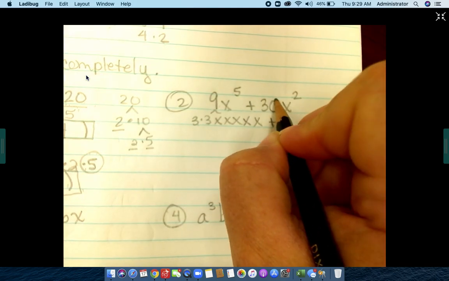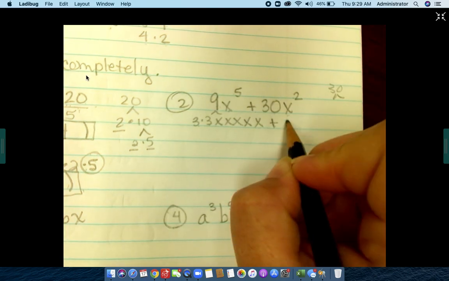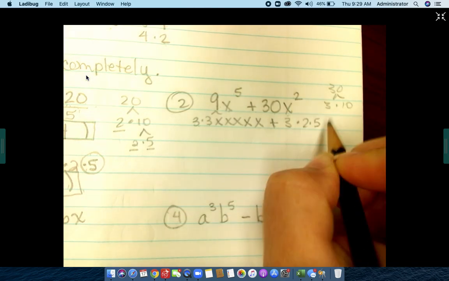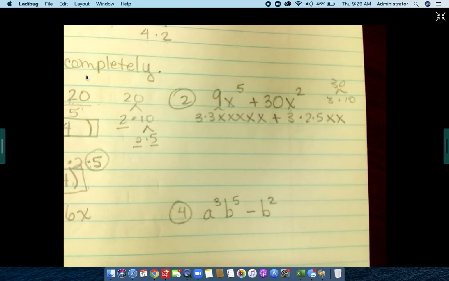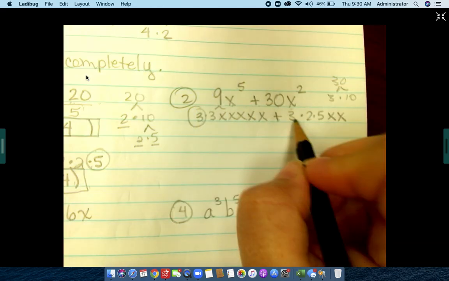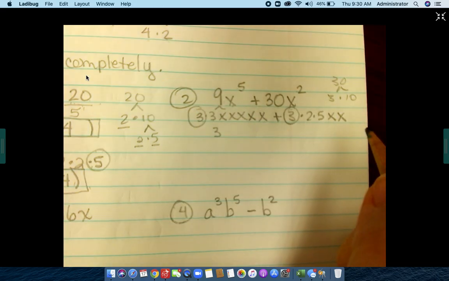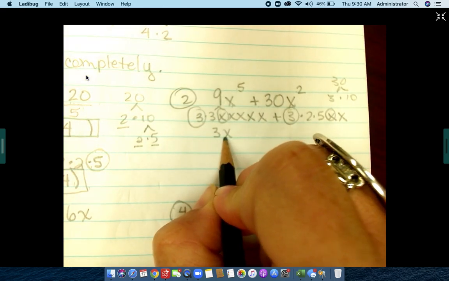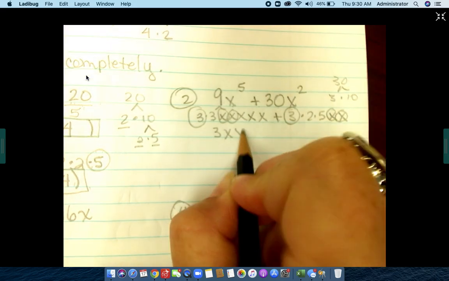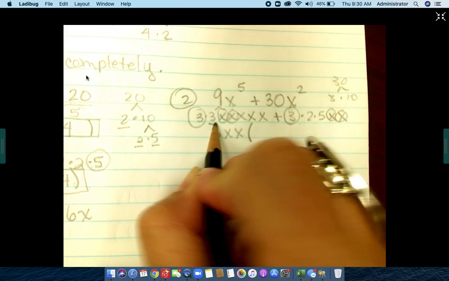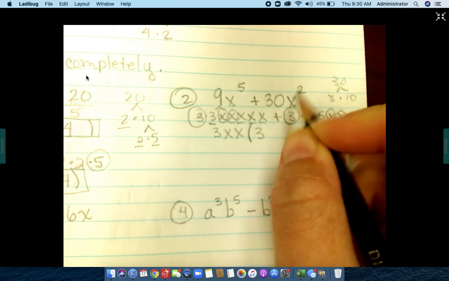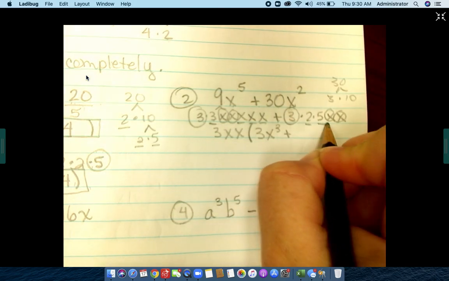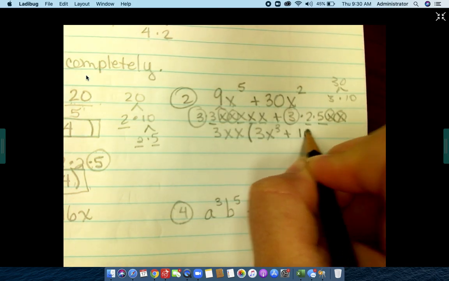Plus this here for 30, that breaks down to 3 and 10, but 10 is 2 and 5. And I have 2 x's. If I circle what they have in common, I have a 3 in common, so I'm going to write it down. I have an x in common, so I'm going to write it down. I have another x in common, I'm going to write it down. And what's left is 3 x's, which is x to the 3rd, plus 2 times 5, which is 10.